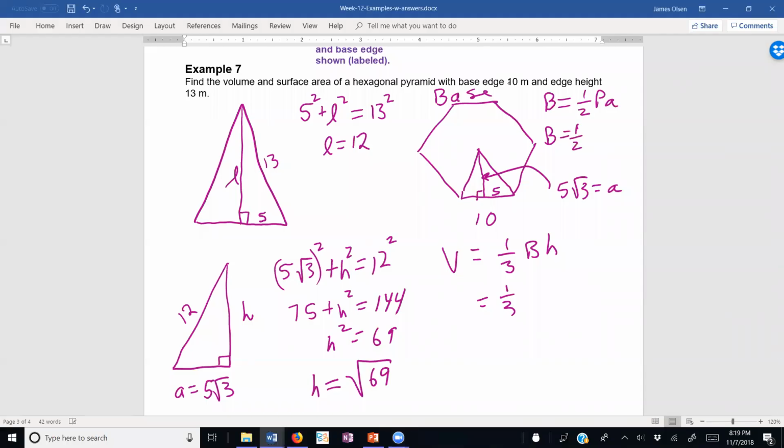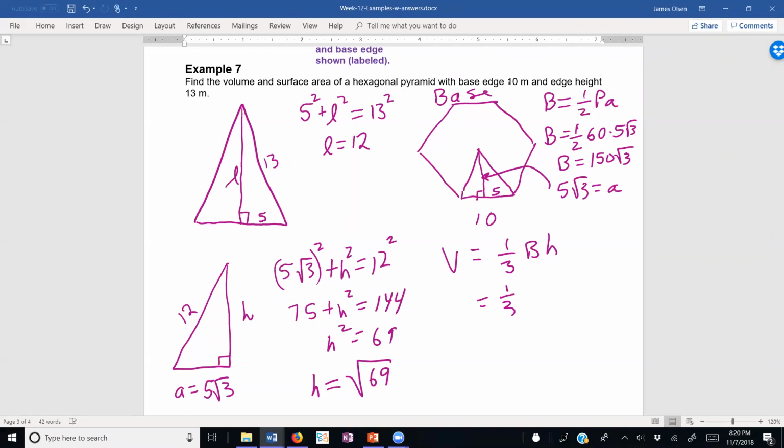The perimeter here is 10 times 6, which is 60. And the apothem is 5 root 3. So the area of the base, half of 60 is 30. 30 times 5 is 150. 150 root 3.